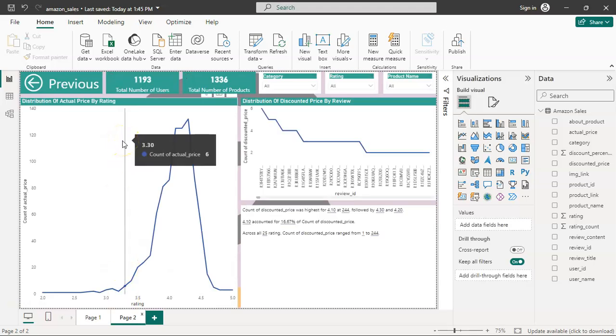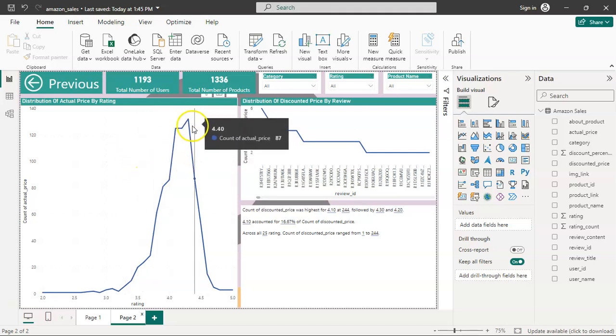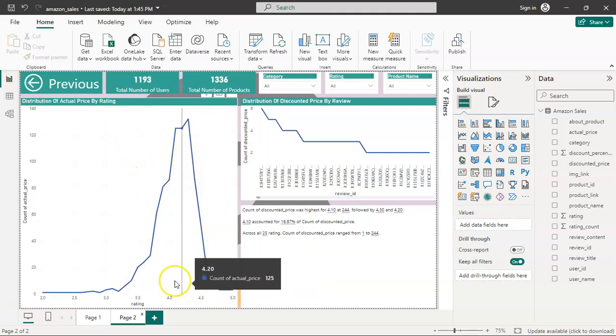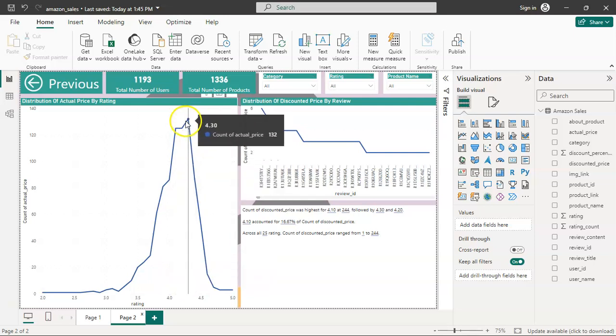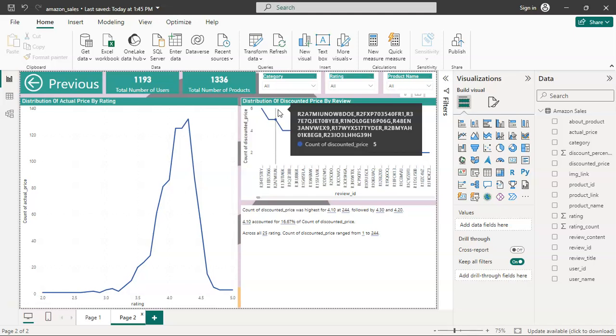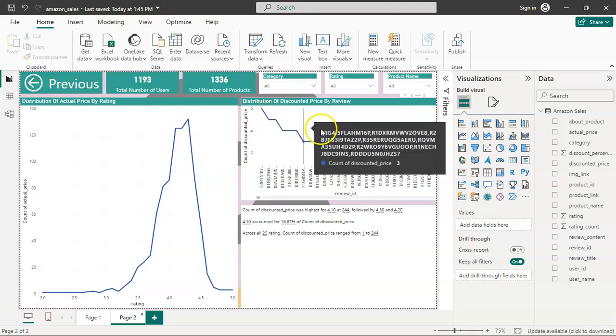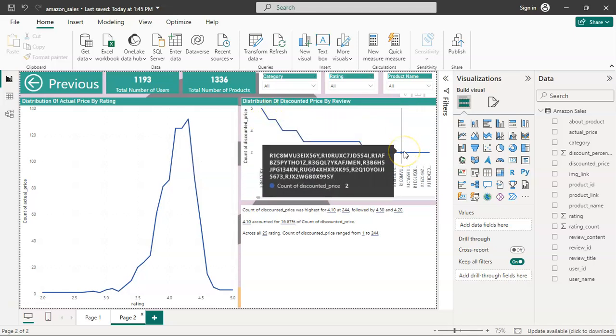Likewise, we have the distribution of actual price by ratings. This is a line chart giving us the distribution of the actual price by the rating. Then the distribution of the discounted price by revenue. Most of the charts used for this dashboard are line charts, and only a few are bar charts.